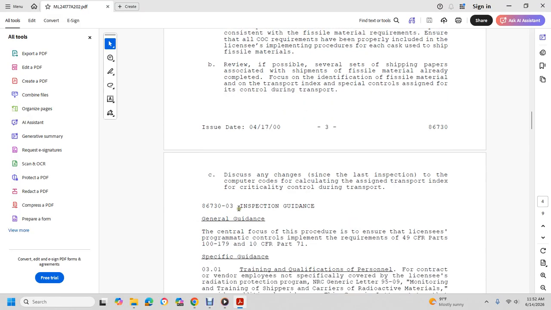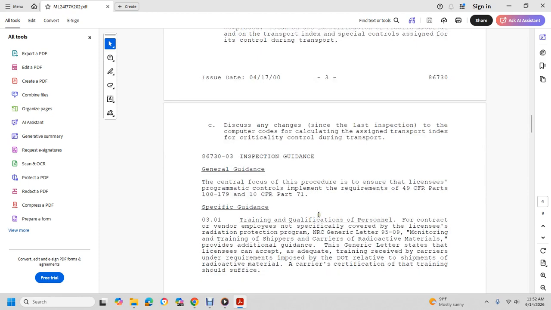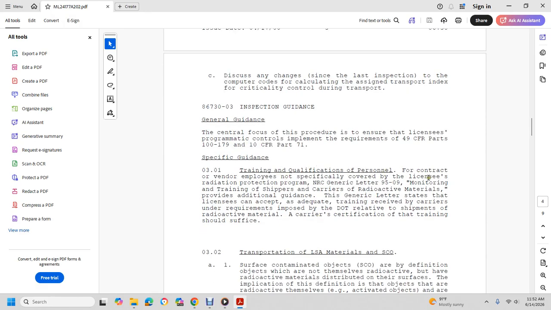Inspection guidance, general guidance with certain focus: proceed to ensure that the license programmatic control implements the requirements of Title 49 CFR Parts 100 through 179 and Title 10 CFR 71. Training and qualification of personnel of the contract vendors employed is specifically covered by the license, radiation protection, and NRC general letter 95-09 on monitoring training for ships carrying radioactive material.